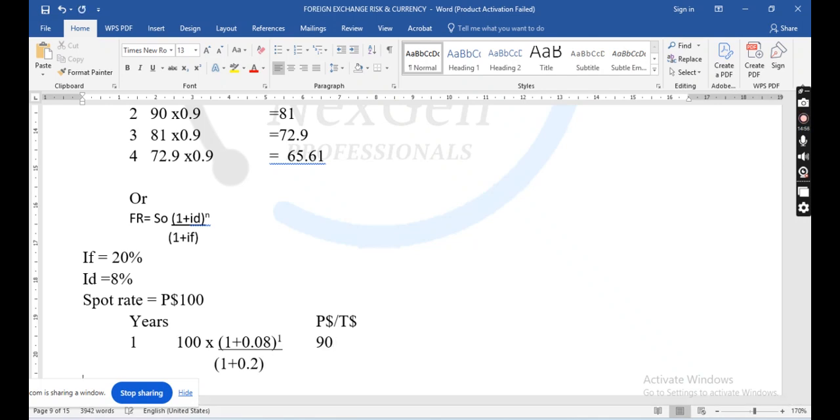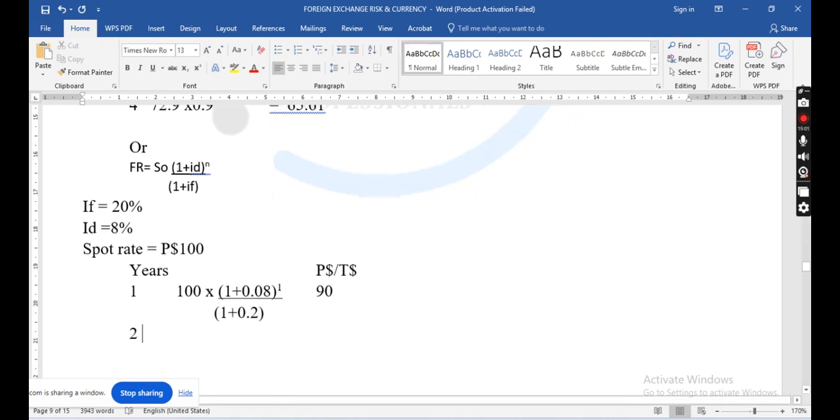So we come back to this place. For year 2, I can still copy this. This will be raised to power 2. This will be raised to power 2. 81. Okay.